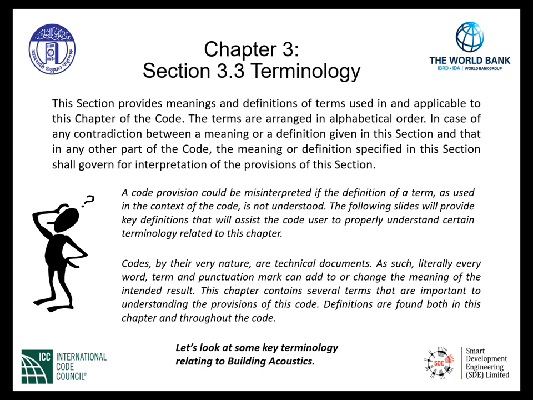Section 3.3, titled Terminology. This section provides meanings and definitions of terms used in and applicable to this chapter of the code. The terms are arranged in alphabetical order. In case of any contradiction between a meaning or a definition given in this section and that in any part of the code, the meaning or definition specified in this section shall govern for interpretation of the provisions of this section.